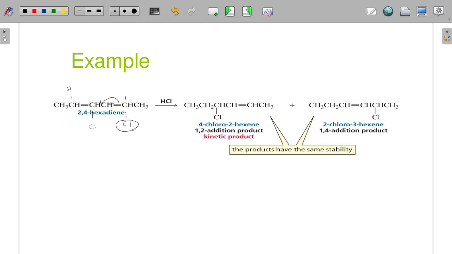Now, once we have our final products, we can decide the kinetic because that's always the 1,2. And the thermo is based on which double bond has fewer hydrogens on it. This particular double bond has 2, that one has 2, so there is no thermo product on this one.